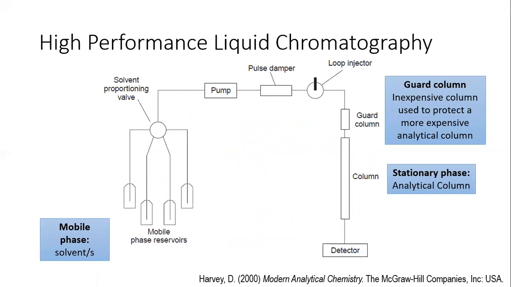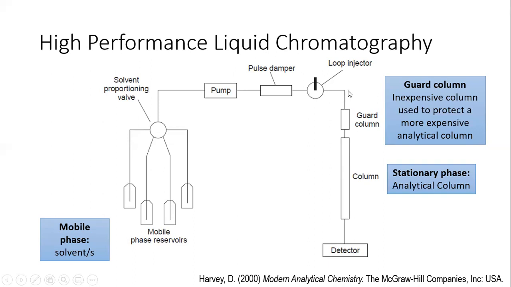So this is a much more simplified block diagram for an HPLC instrument. Again, you have your mobile phase, the solvents. You have your solvent reservoir, where you have your different solvents. Then it will be pumped to the column by this pump. Then you have your loop injector, where you will introduce your sample.